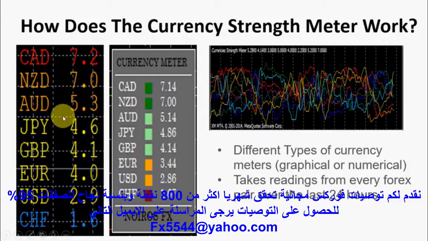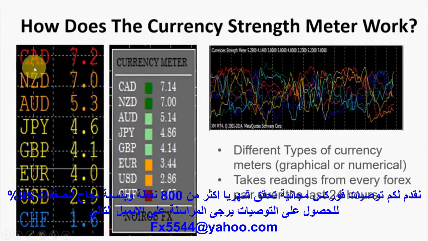Let me quickly say that these meters are available online, so you can download them, and there are numerous of them online. Just Google for currency strength meter, and then you can pick any of the ones that show up in your search. And they are calculated by taking readings from the last 24 hours to tell us what the reading is.